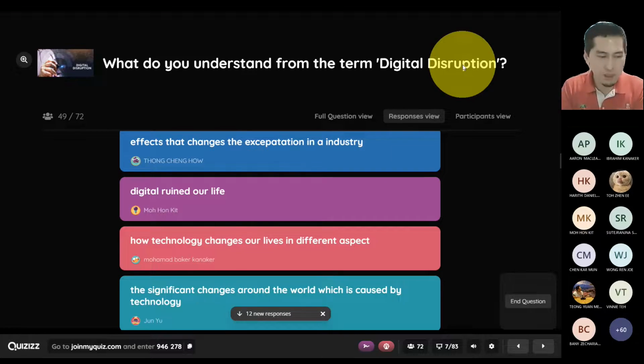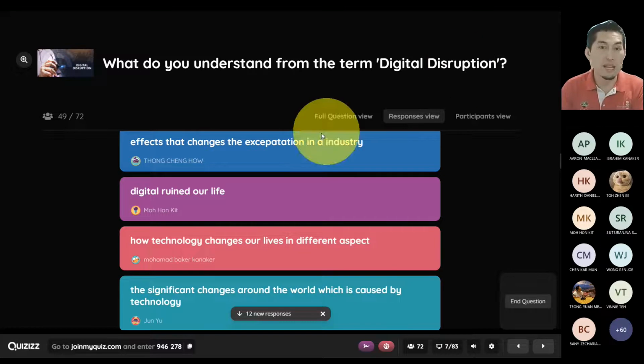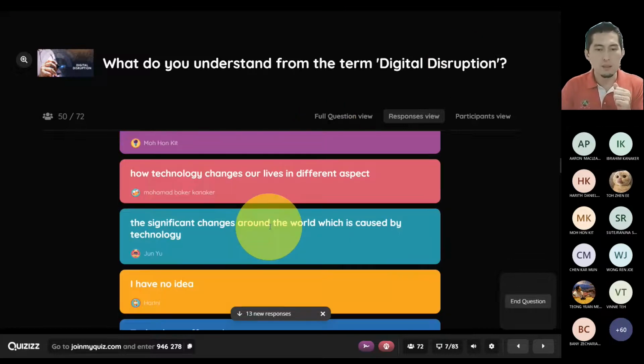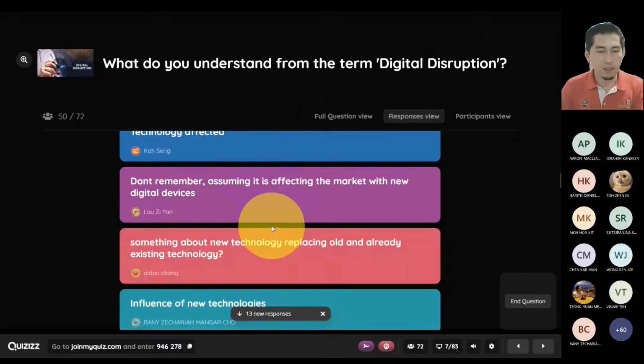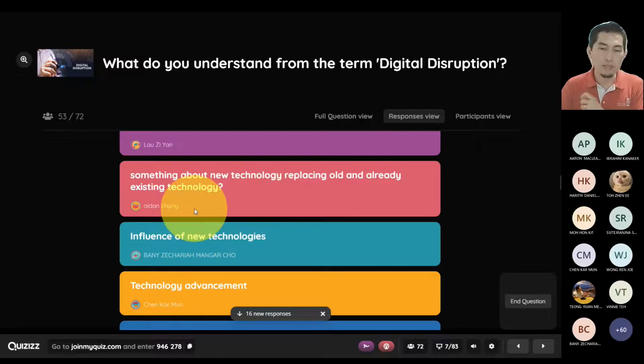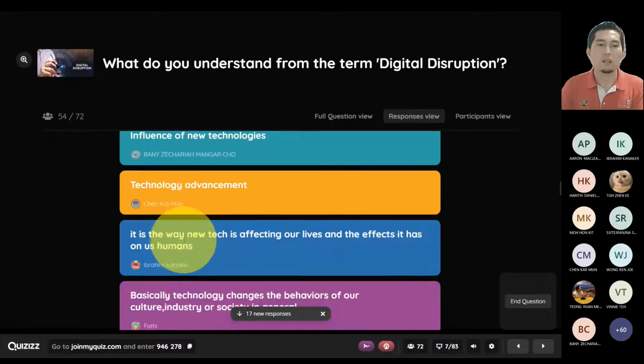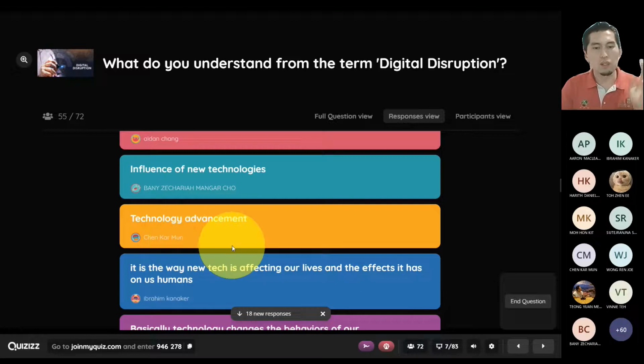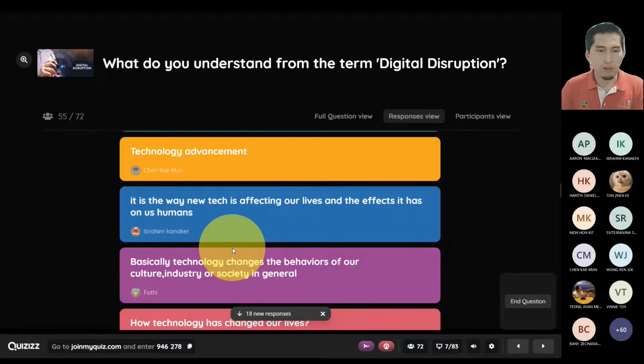but the reason it is being used is because you need to reflect that when a disruption comes along, it can be for the better or the disruption can be for the worse. Agreed, there can be both sides, but not necessarily negative alone. Yeah. Significant changes. Assuming it is affecting the market with new digital devices. You're correct, Zian. Something about new technology replacing old and already existing. Influence of new technologies, advancement, it is the way everything is affected.